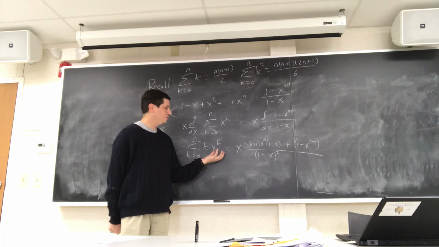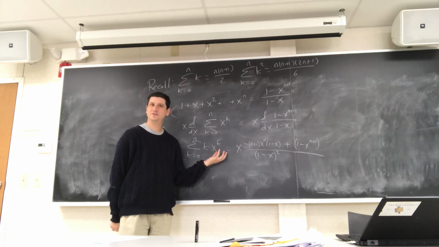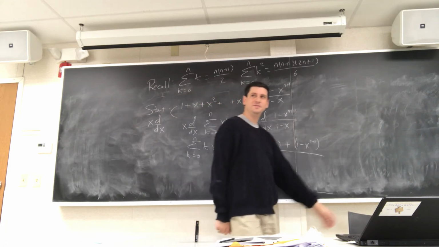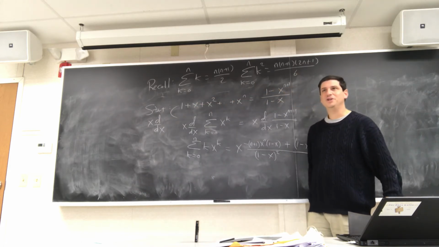What value of x do I want to evaluate both sides at? What value of x should I take?